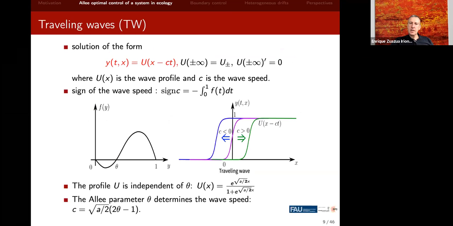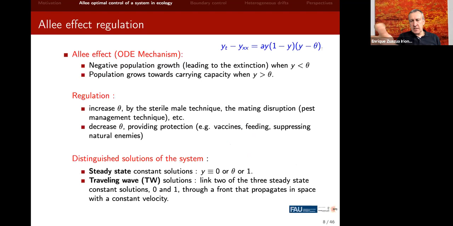Well, a traveling wave solution is a solution y which is dynamic, which is evolving in time, which depends on x and t, but in a simplified manner, in the sense that y is simply a given profile, capital U, which is being transported along the xt plane with a given velocity c. This is a kind of surprising effect, because when you look at this equation, in principle, you don't see any kind of transport phenomena arising in this model.